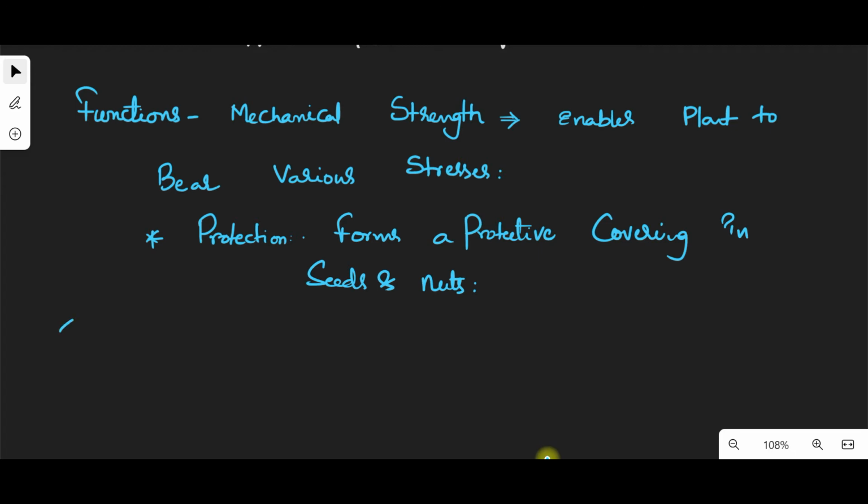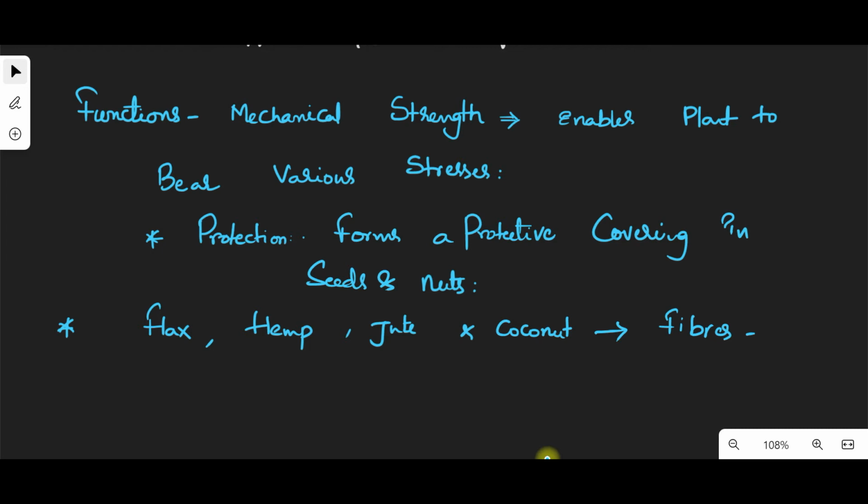Now, it has commercial importance. The xylem fibers are commercially used for the preparation of various products, from plants like flax, hemp, jute and coconut. These sclerenchymatous fibers are of very high economic importance, and they are used to produce various kinds of products like jute.